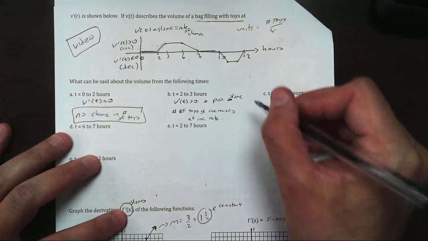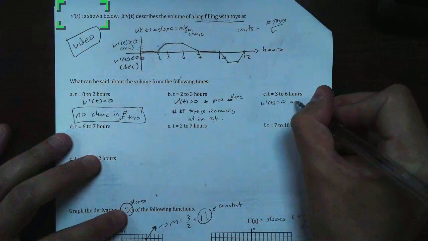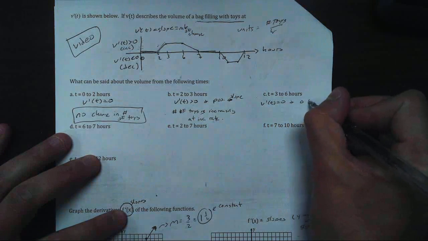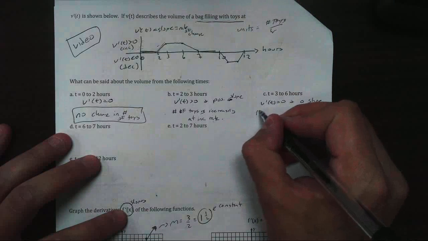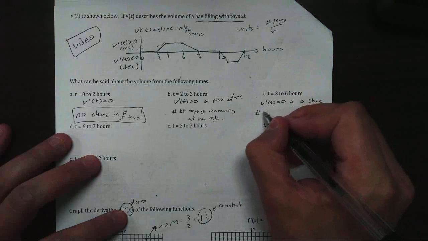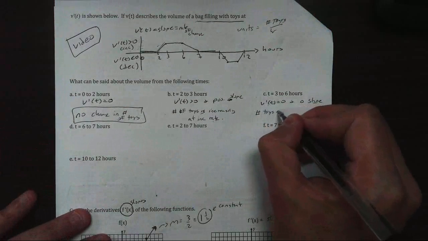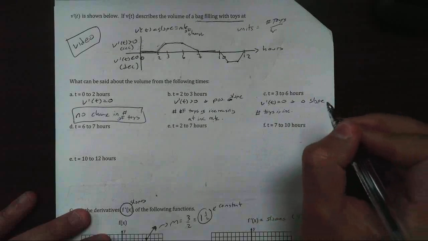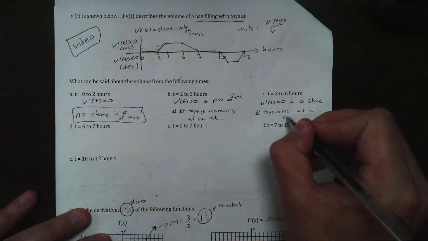Now, between 3 and 6 hours, oh no. What happens here? Well, v prime of t is still 0, but now the slope is constant. It's a 0 slope. What that's telling us is that, one, we're still getting toys because the velocity, the rate of change, is still positive. So we're still getting toys. The number of toys is increasing. But this time, it's at a constant rate.